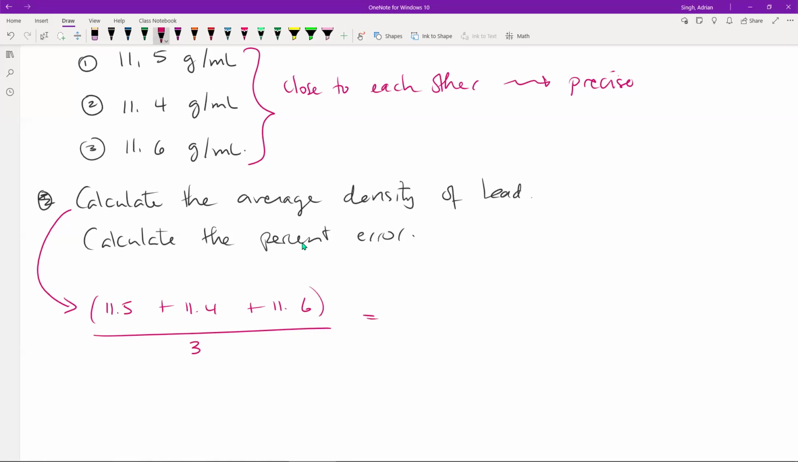Let's see, 11.5 plus 11.4 plus 11.6. Divide that by 3. Right smack dab in the middle, 11.5. That's the average value, the average density for the density of lead. So that's the first thing.